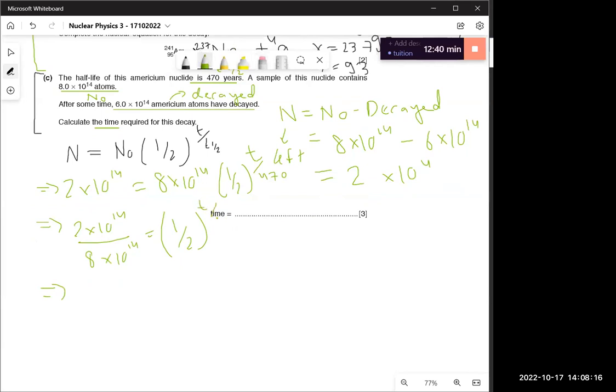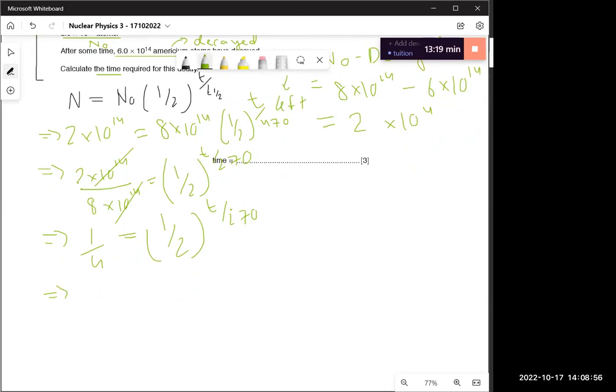Okay, got it. How to solve this question is we'll have to use something called logarithm. There are two ways. One way is to use the calculator or to use logs. Now first simplify this. What is 2 into 10 to the power 14 divided by 8 into 10 to the power 14? This cancels out. So 2 into 10 to the power 14 cancels out. You're left with 1 over 4 is equal to half raised to power T by 270.